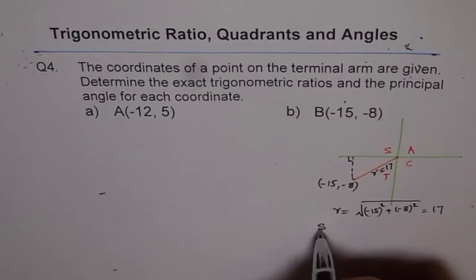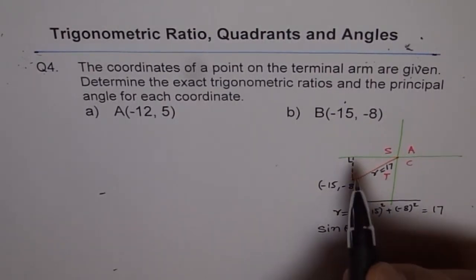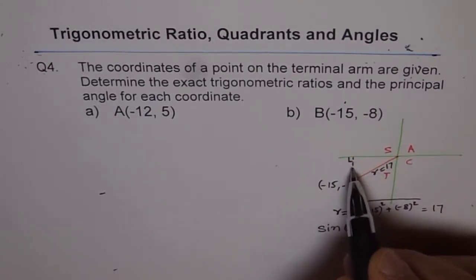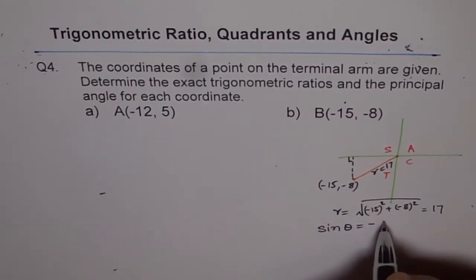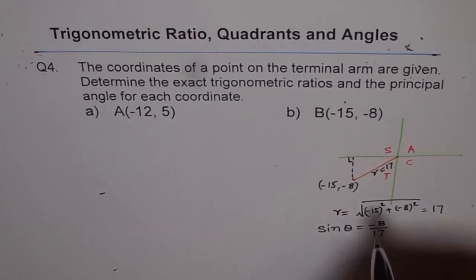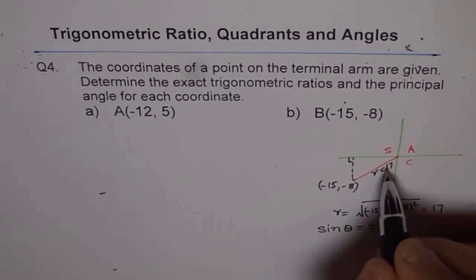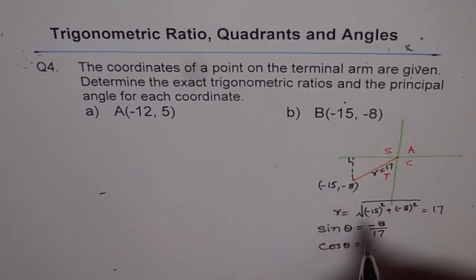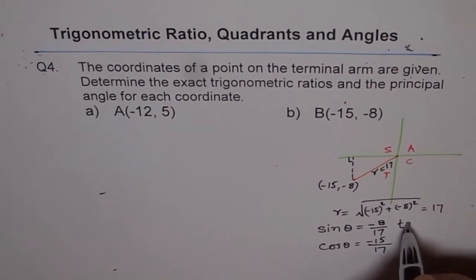We get sine theta is equal to opposite side over hypotenuse, and that one is minus 8, the y value. So you get minus 8 over 17. Radius or hypotenuse of this circle is always considered positive. Okay, so that is sine theta. Cosine theta is adjacent side, which is minus 15, so minus 15 over 17, and tan theta will be positive, right?